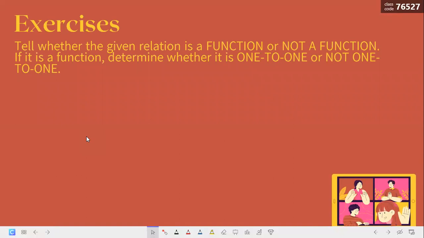You need to tell me whether the given function is one-to-one or not. First, you need to tell me whether it is a function or not a function. Then if it is a function, determine whether it is one-to-one or not one-to-one. So we need two answers. Anybody for the first example?